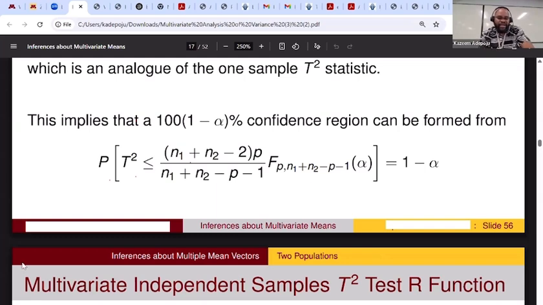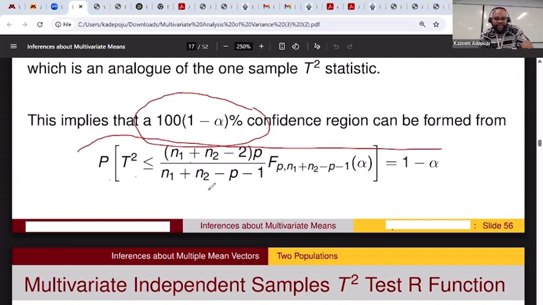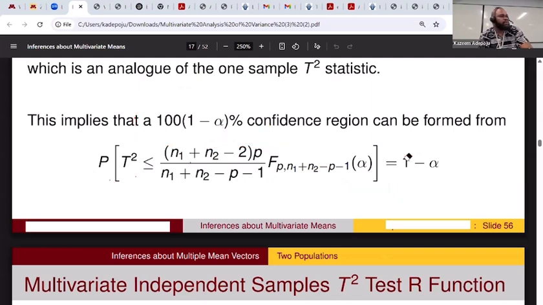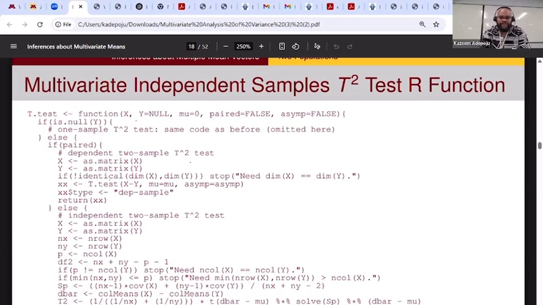Now, at the same time, you can also figure out the confidence interval. So if I consider the probability of a T-square less than or equal to that equal to 1 minus alpha, what do we mean by 1 minus alpha? 1 minus alpha means the confidence level. If alpha represents the level of statistical significance, then 1 minus alpha will be the confidence level. Just wanted you to take note of that. Okay, now how do you do that in R? I provided the multivariate independent sample T-square test, so I will advise that you study all of that.